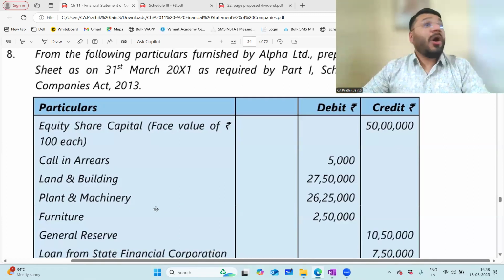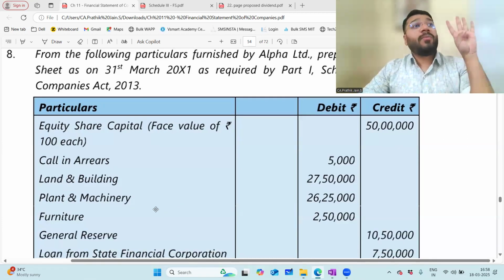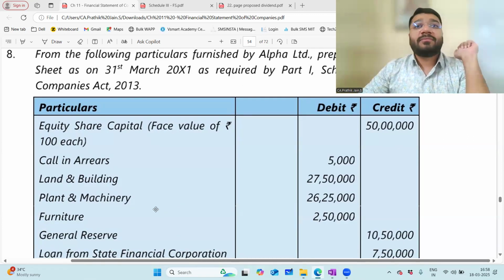Liability side. How many broad classifications? 4 broad classifications. Who said 3? 4 broad classifications. One is shareholders funds. Then share application money pending allotment. Non-current liabilities, current liabilities. Wonderful. 4 broad categories. Okay. Asset side, 2 broad categories. Non-current asset and current asset.